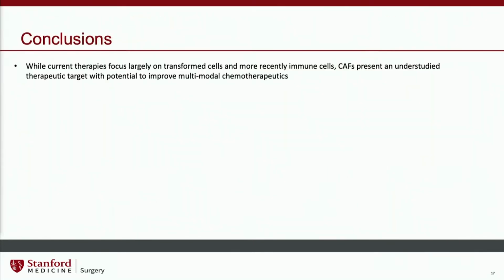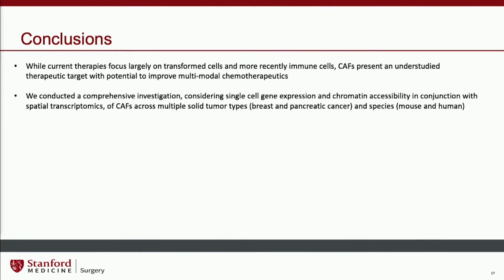So in summary, while current therapies focus largely on transformed cells, we believe that CAFs represent an understudied therapeutic target that could improve multimodal chemotherapeutics. We conducted a comprehensive investigation considering single-cell gene expression and chromatin accessibility in conjunction with spatial transcriptomics of CAFs across multiple solid tumor types and species, and identified commonalities across these fibroblasts that really may help identify shared components of these cells that could improve therapeutics.